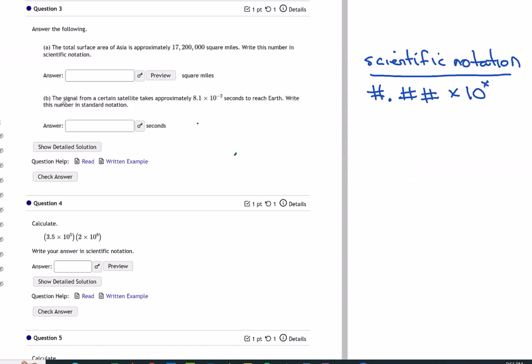That was A. B, the signal from a certain satellite takes approximately 8.1 times 10 to the minus 2 seconds to reach Earth. Write this number in standard notation. I'm really dividing by 100, 10 times 10. That means my number is going to get smaller. That means my decimal is going to move 2 places to the left. My answer would be 0.081.